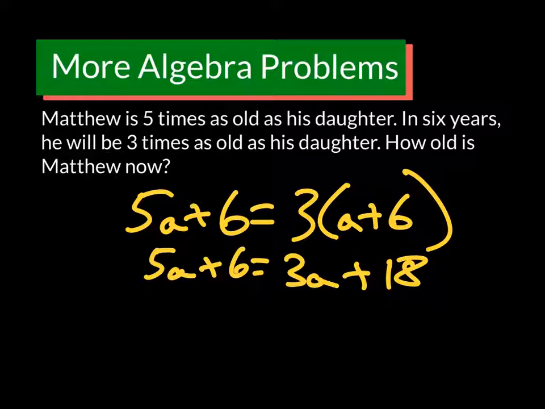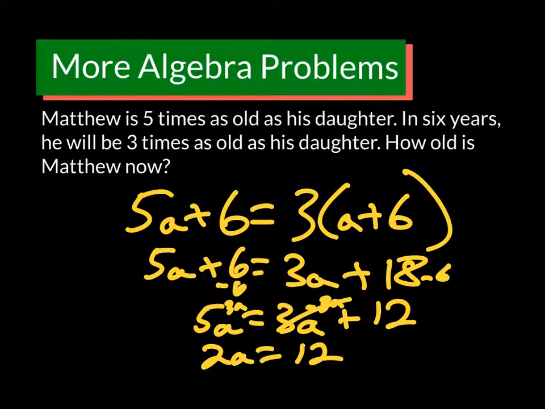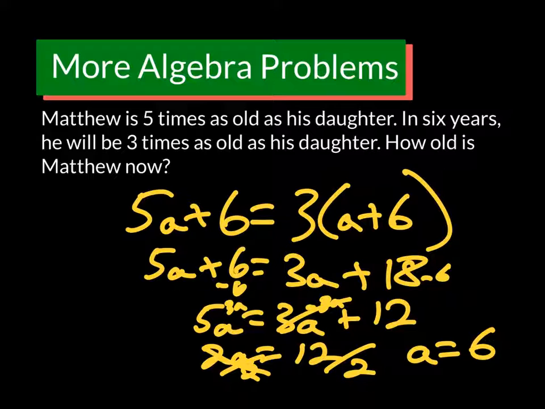Okay, so we want all the numbers on the right side, so let's subtract 6 from both sides to get rid of that 6, and that leaves us 5A equals 3A plus 12. And we want all the letters on the left side, so let's subtract 3A from both sides, and that's going to leave us with 2A equals 12. Now we want to isolate the A on the left, so we'll divide both sides by 2, and we get A is equal to 6.